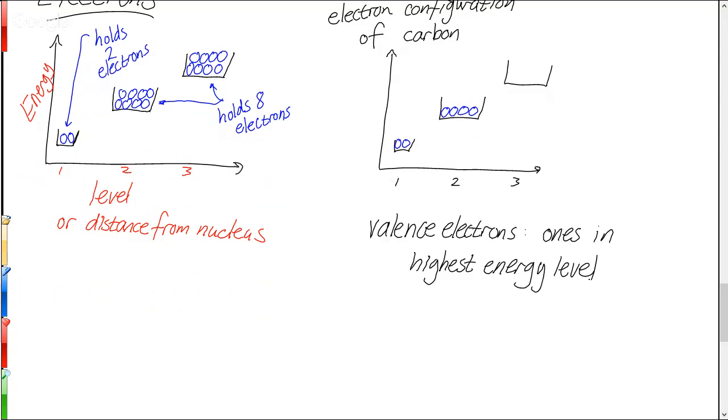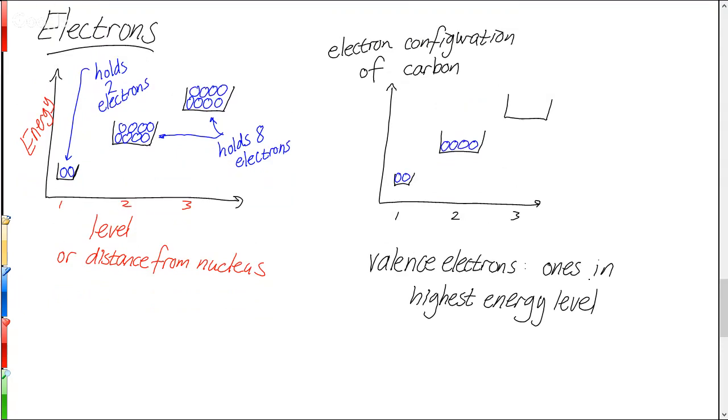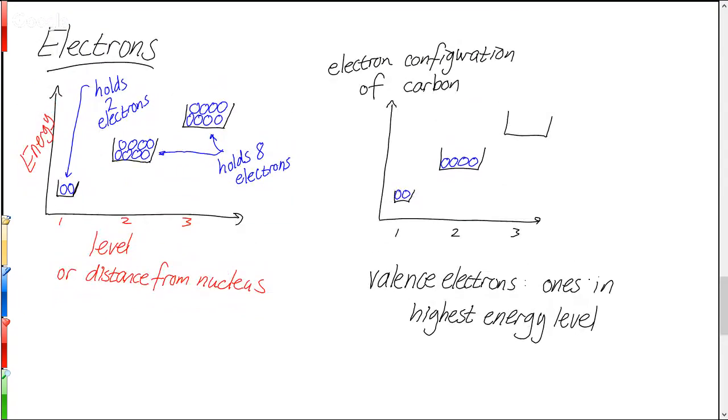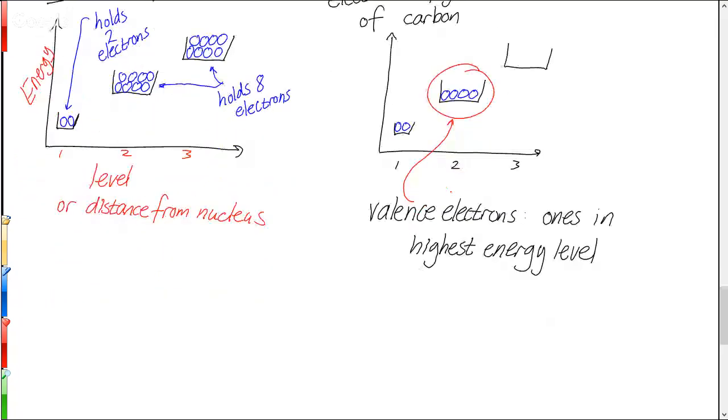So which are the valence electrons in carbon? Which ones are in the highest energy level? The 4 in the middle, the 4 in number 2. Do you see that? So those are our valence electrons for carbon. Anything that is not a valence electron is called a core electron.